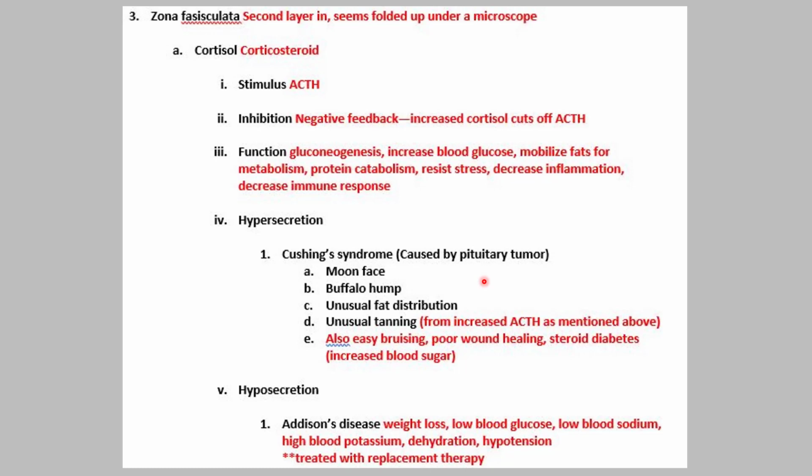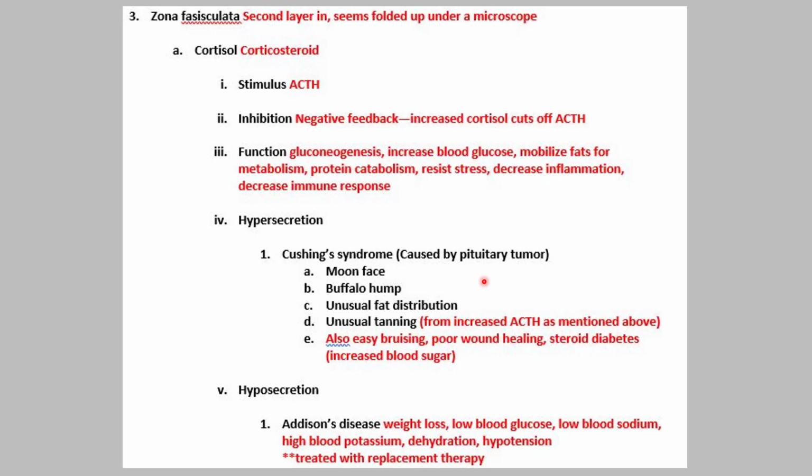Cortisol is inhibited by a negative feedback loop. If you have increased cortisol, cortisol levels rise in the blood, that turns off the release of ACTH, and without ACTH, we do not get the release of cortisol. So what does cortisol do? Cortisol does a lot, actually.